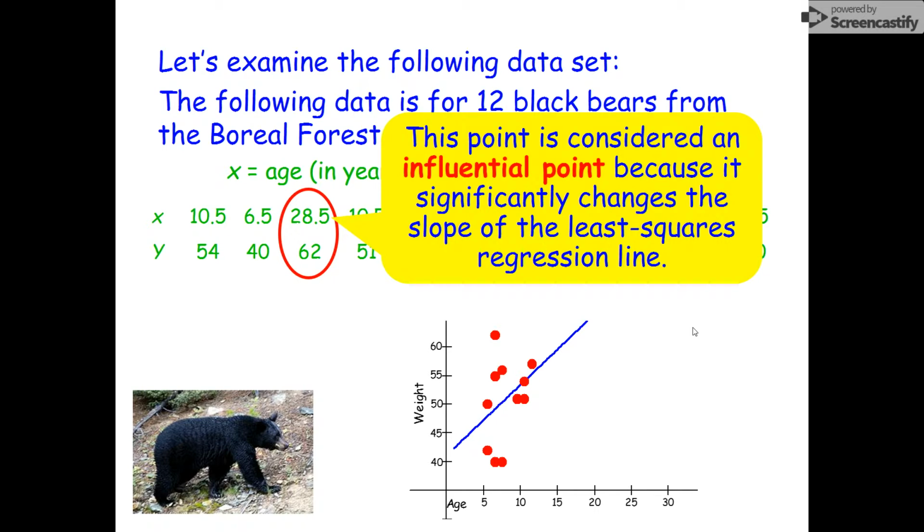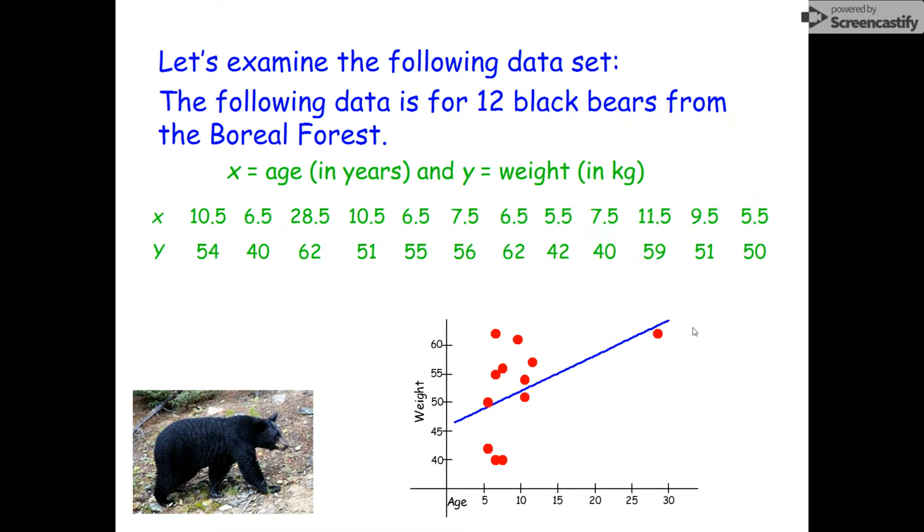So an influential point is any time that you significantly change the slope if you get rid of that point, okay? So if you can get rid of a point and it definitely is going to change the slope, no matter which way it does, if it definitely changes the slope of the LSRL, that is an influential point, okay? So you have to know it affects the slope. Okay, but there are other types of points.